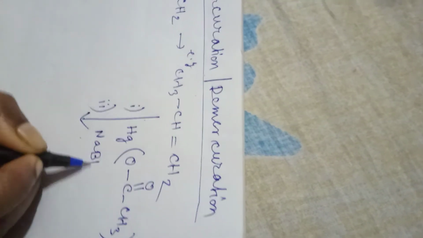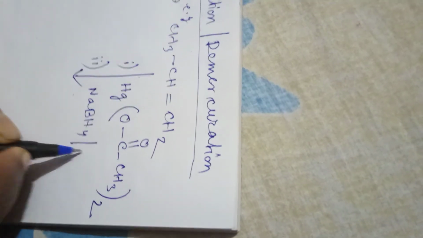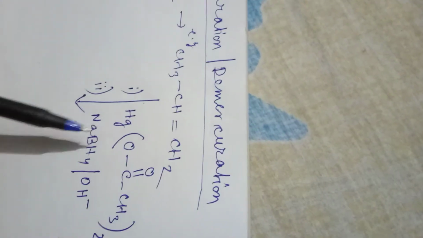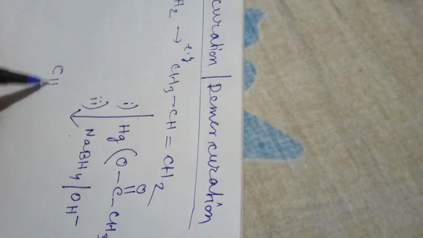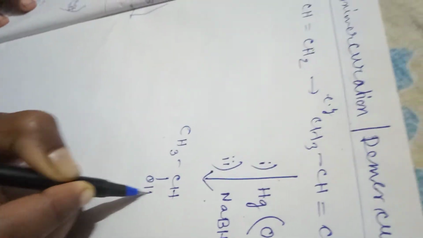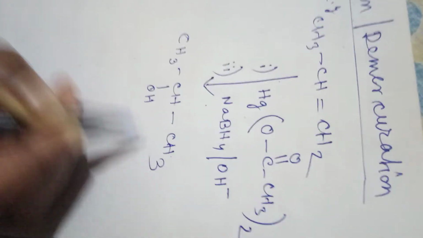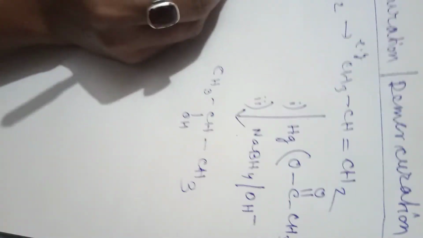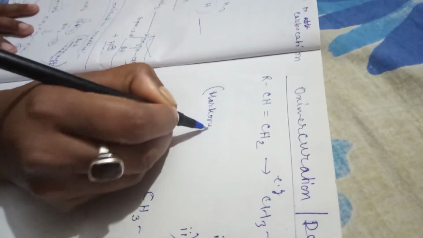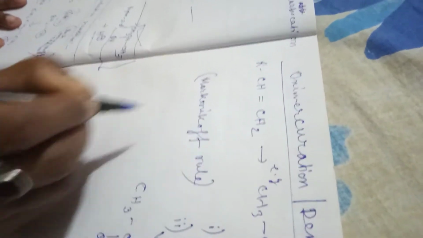NaBH4 in the alkaline medium. These two things if we add, then the ultimate product we will get is CH3CHOHCH3. So which rule is it following? Actually it is again following the Markovnikov rule, isn't it?